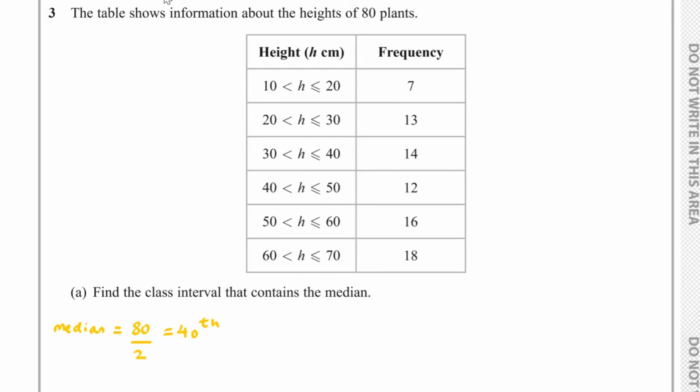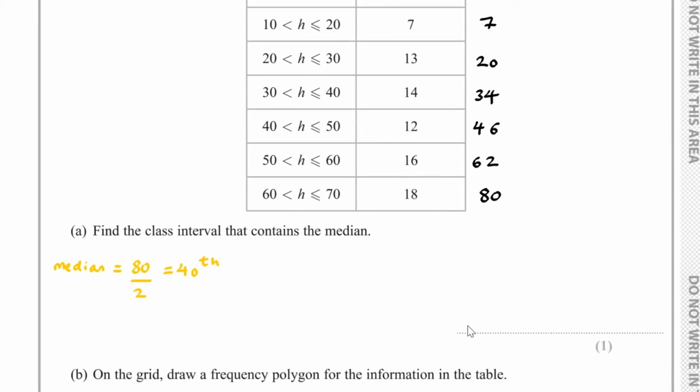And the way we can find the 40th value is to first of all find the cumulative frequency. If we do that, we begin with the 7. 7 plus 13, that's 20, plus 14, that will be 34, plus the 12, that will be 46, plus the 16, that will take us up to 62, and adding on the 18, that will take us to 80. So the 40th value will lie in this interval over here. That is 40 less than h, which is less than or equal to 50.